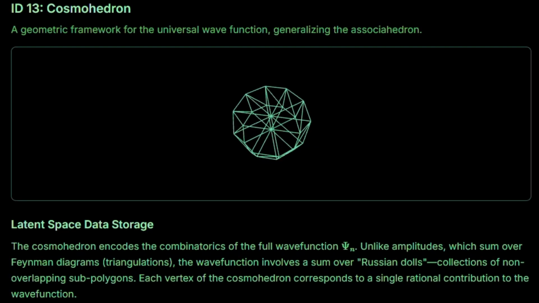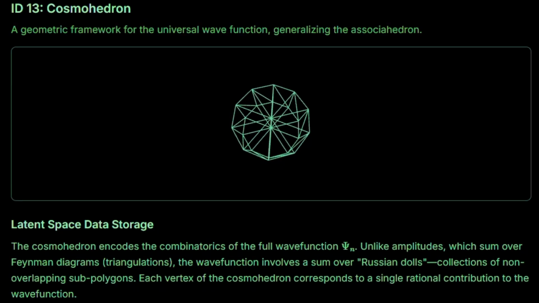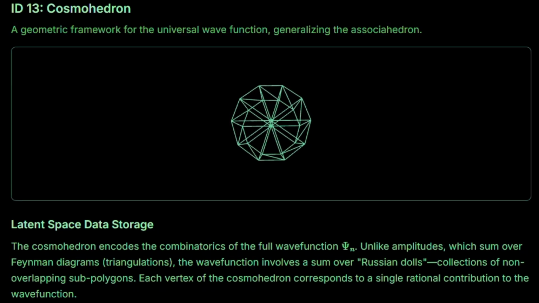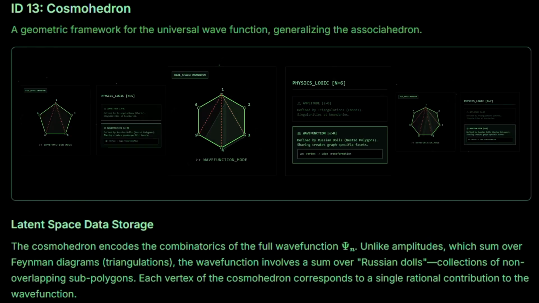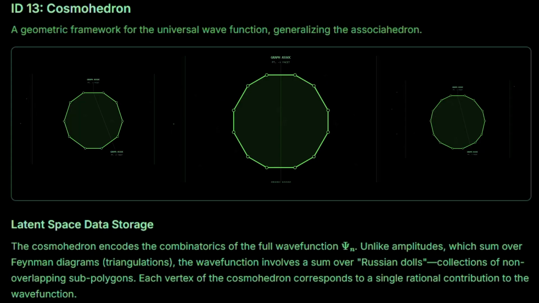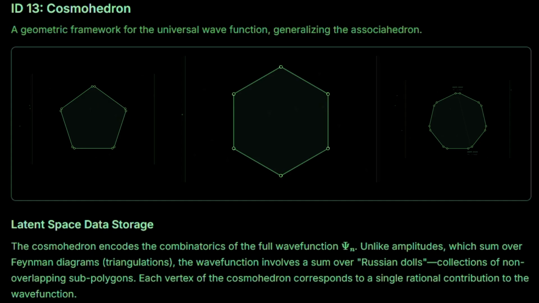A possible ID 13 in the works is a cosmohedron. The cosmohedron encodes the combinatorics of the full wave function. Adding the cosmohedron opens up the pathway for multidimensional wave function collapse encoding, increasing the scope of our representations from numbers and objects to wave functions and Fourier transformations as well.